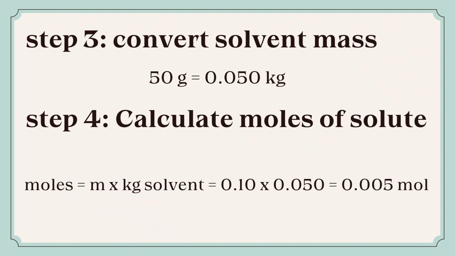Step 3, we're going to convert the solvent mass. We're going to convert the 50 grams of water, which is where the sugar dissolves. 50 grams is 0.050 kilograms. Step 4, calculate moles of solute. So moles equals m times kilograms of solvent, equals 0.10 times 0.050, equals 0.005 mole. So we're just going to multiply the molality by the converted solvent mass, and it equals 0.005 mole.